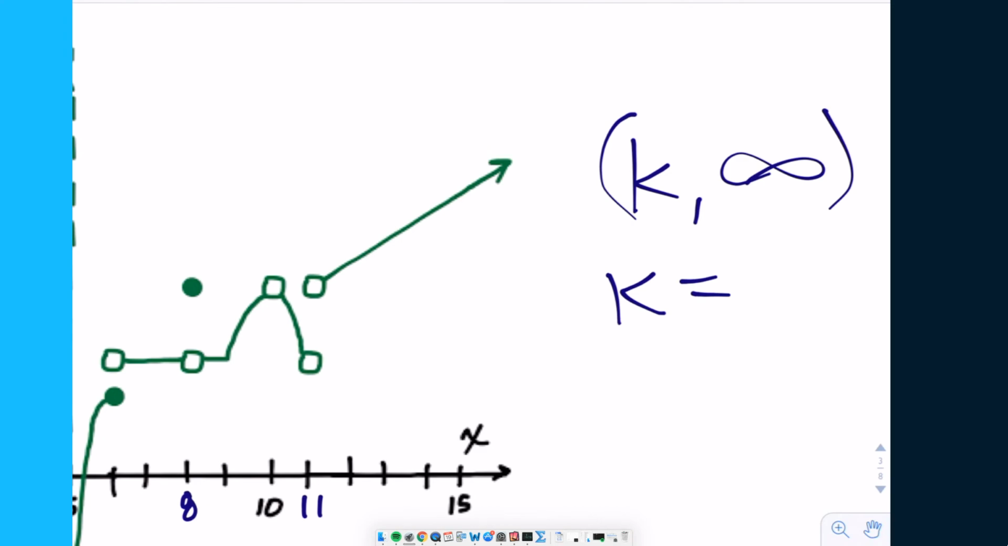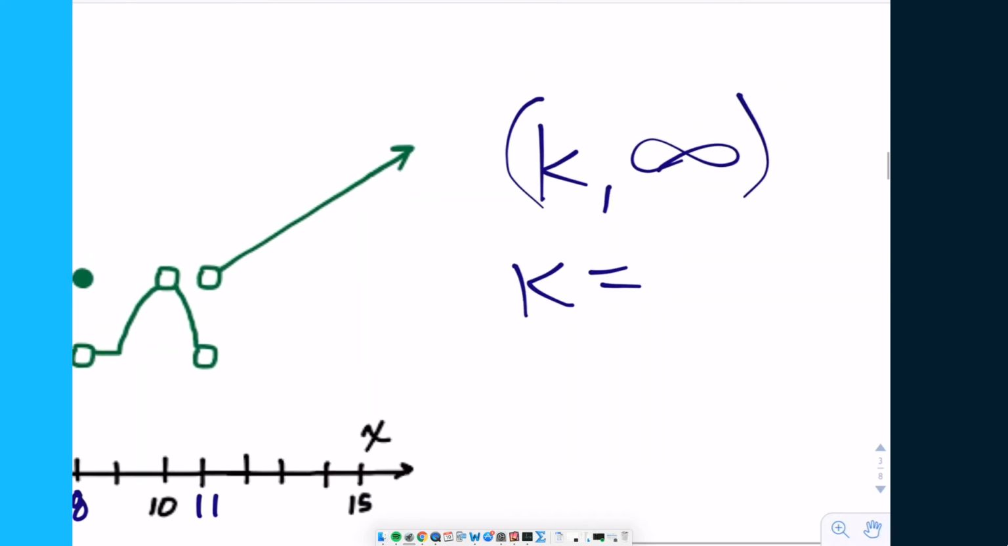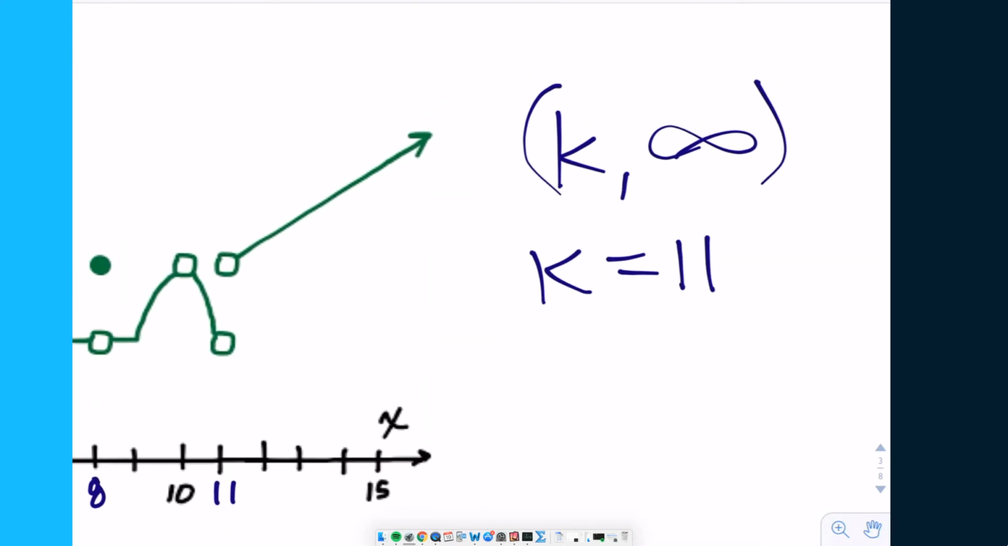What is it? 11, not 10? It's not continuous from 10 to infinity? No, it can't because there's a jump at 11. So 11 would be the smallest value of k that works, which would make the interval as large as possible.